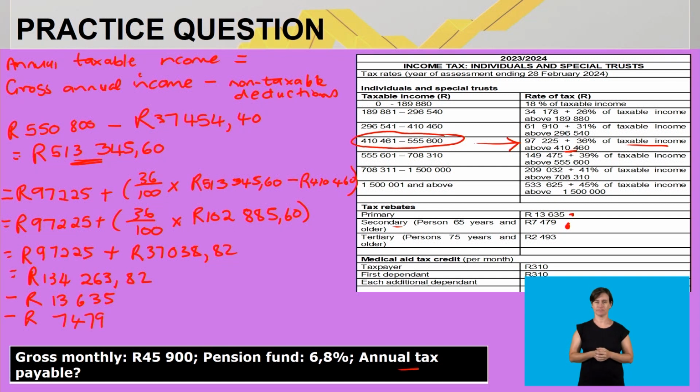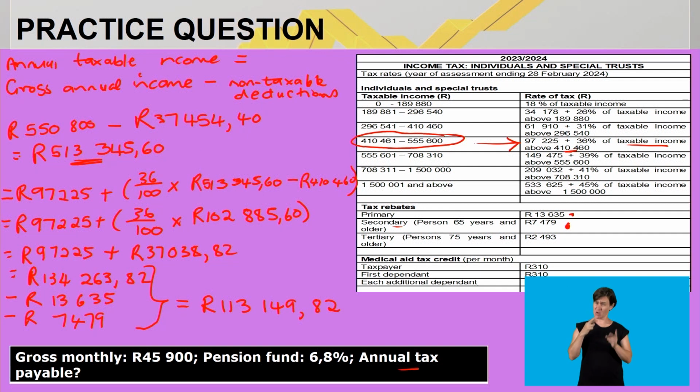So what do we do now? Look at this. I'll take the 134,263 rand and 82 cents, minus the primary rebate of 13,635 rand, minus your 7,479 rand. That will give you your annual tax payable, and that is what our question is all about. We have to determine the annual tax payable. So that will be 113,149 rand and 82 cents.